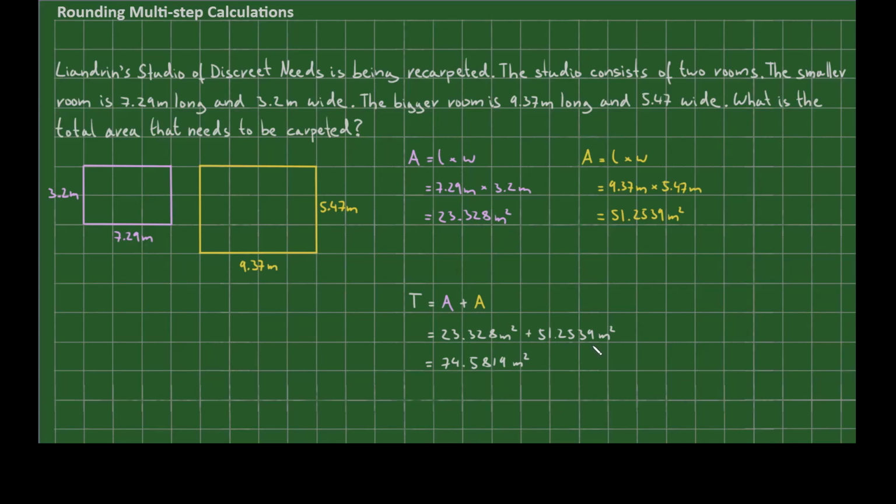I round based on the least accurate measurement, which means my total area should be rounded to the nearest thousandth. Or, to put it another way, I should round it to 3 decimal places. And that will give me 74.582 square meters. If you choose to follow this method in a multi-step calculation, you really need to make sure that you're carrying all the digits with you, and that you round only at the very last step.